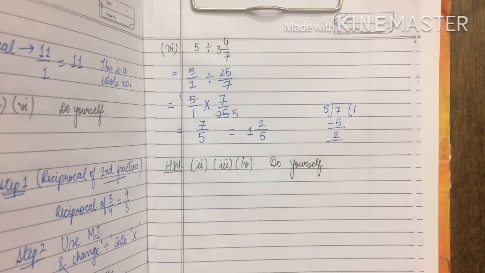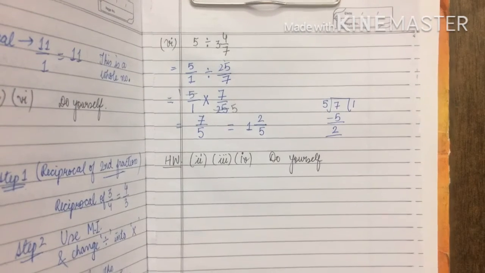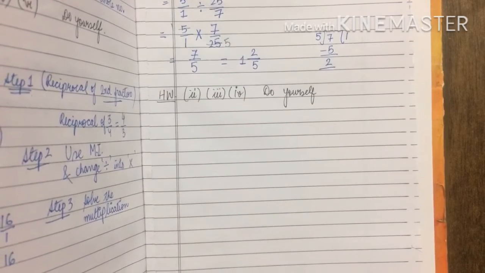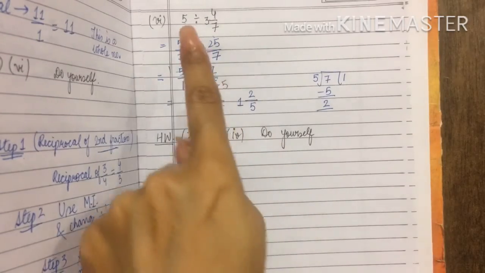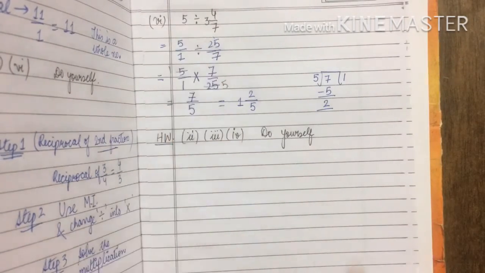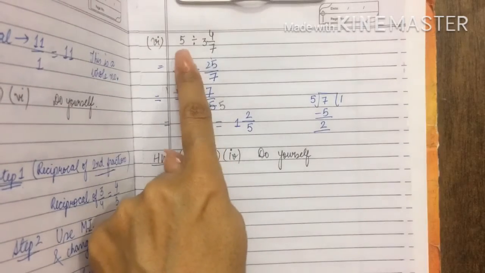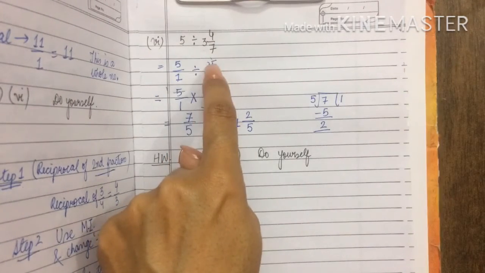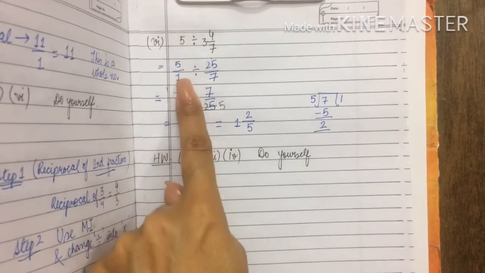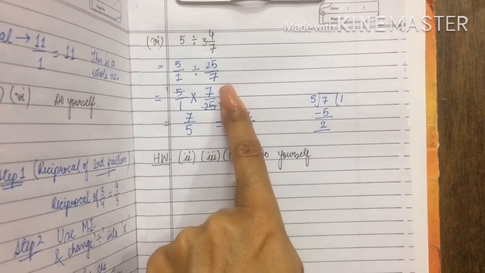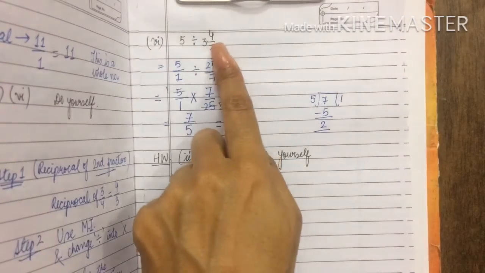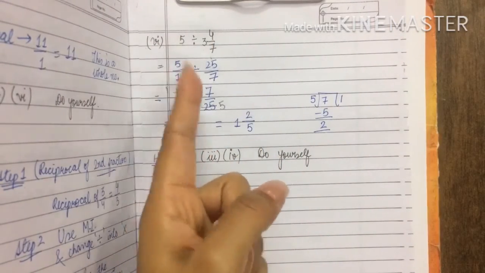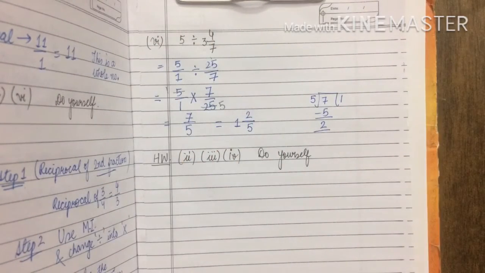Now after this we are going on to question number 3. Question number 3 of the same exercise. Now question number 3 is exactly like question number 1. There is only one change. In this question we had a whole number divided by a fraction. First there was a whole number, then there was a fraction. In third question they have done the opposite. The fraction is at the first place and the whole number is at the second place.